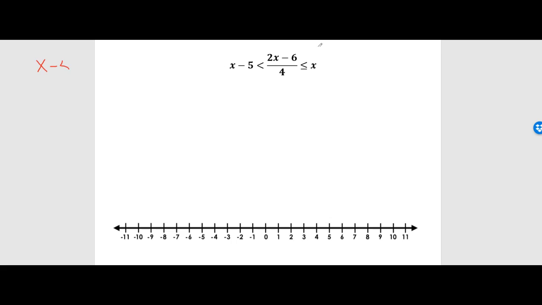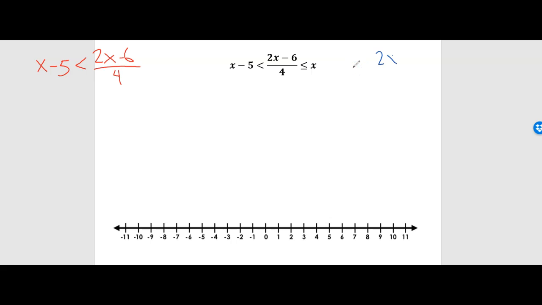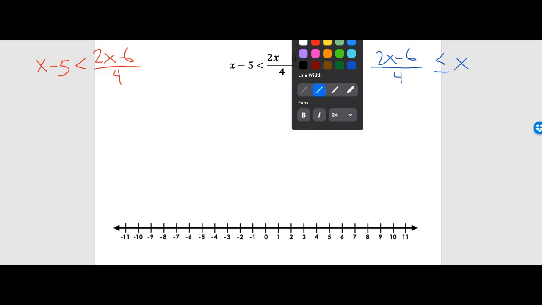So I get x minus 5 is less than 2x minus 6, that quantity divided by 4. And then I'll have 2x minus 6 all over 4 is less than or equal to x. So we have variables on both sides, but again, we've solved equations like this, so we can certainly solve inequalities. Let's solve the red one first.